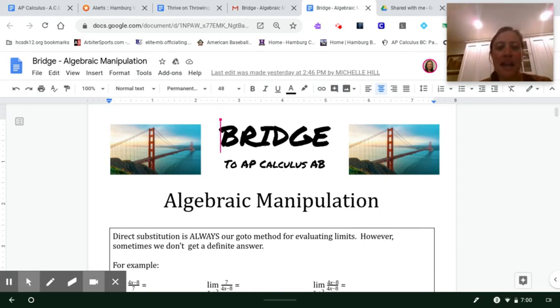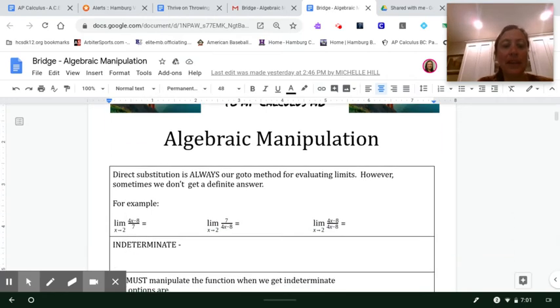We're going to focus on algebraic manipulation. So, again, in your notebook, direct substitution is always our go-to method for evaluating limits. However, sometimes we don't get a definite answer. So again, pause, write down what you need to, turn it back on. So I have 3 examples for you.